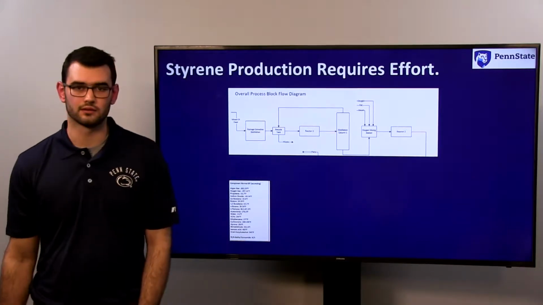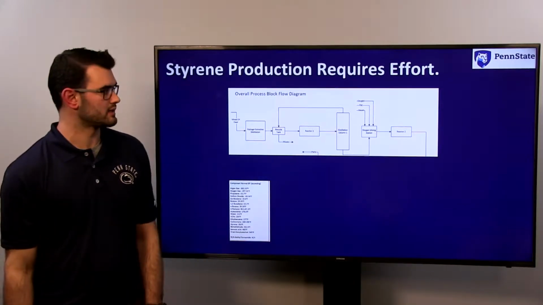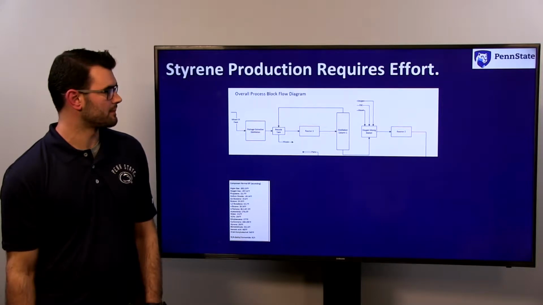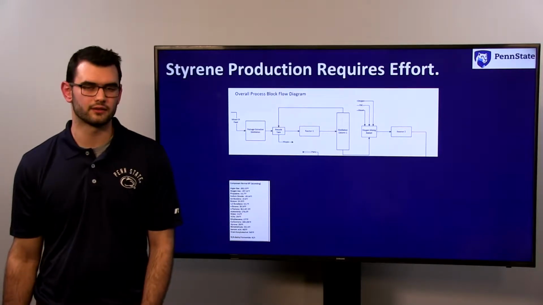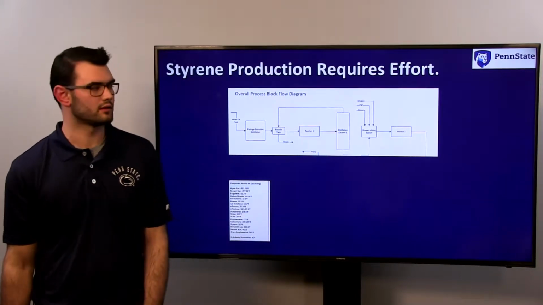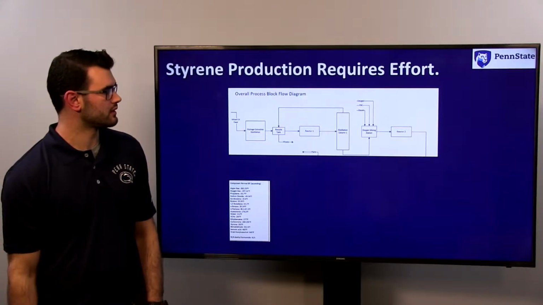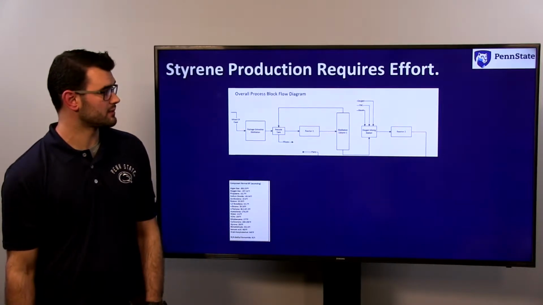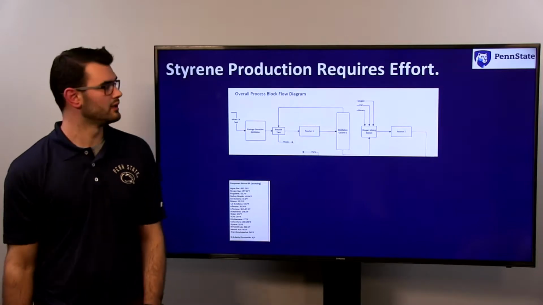The second reactor is also a packed bed reactor. This one is a gas phase reaction. It runs at about 700 degrees Fahrenheit, therefore there's a large amount of energy required to get the feed stream up to that temperature, and then again cool it when it comes out.